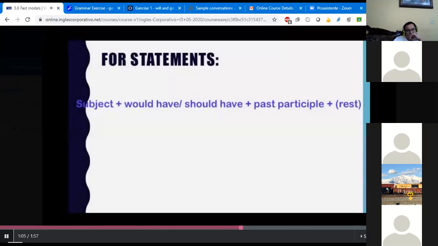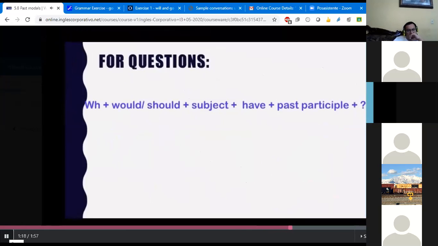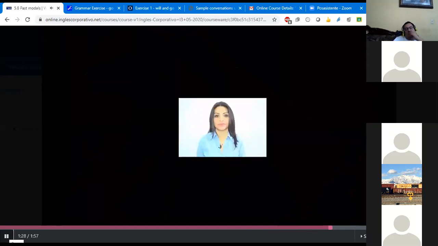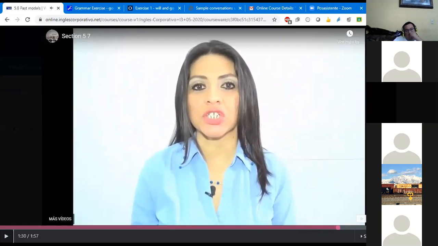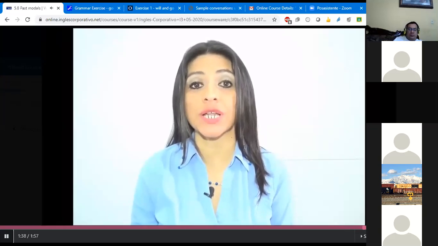Remember, for statements, we must use subject plus would have or should have plus past participle plus the rest of the sentence. For questions, we add a WH question word plus would or should plus subject plus have plus past participle and the question mark. Let's read this situation. It is your task to come up with suggestions. Remember, you may use would or wouldn't have, or shouldn't have. Type your answers in our discussion box.